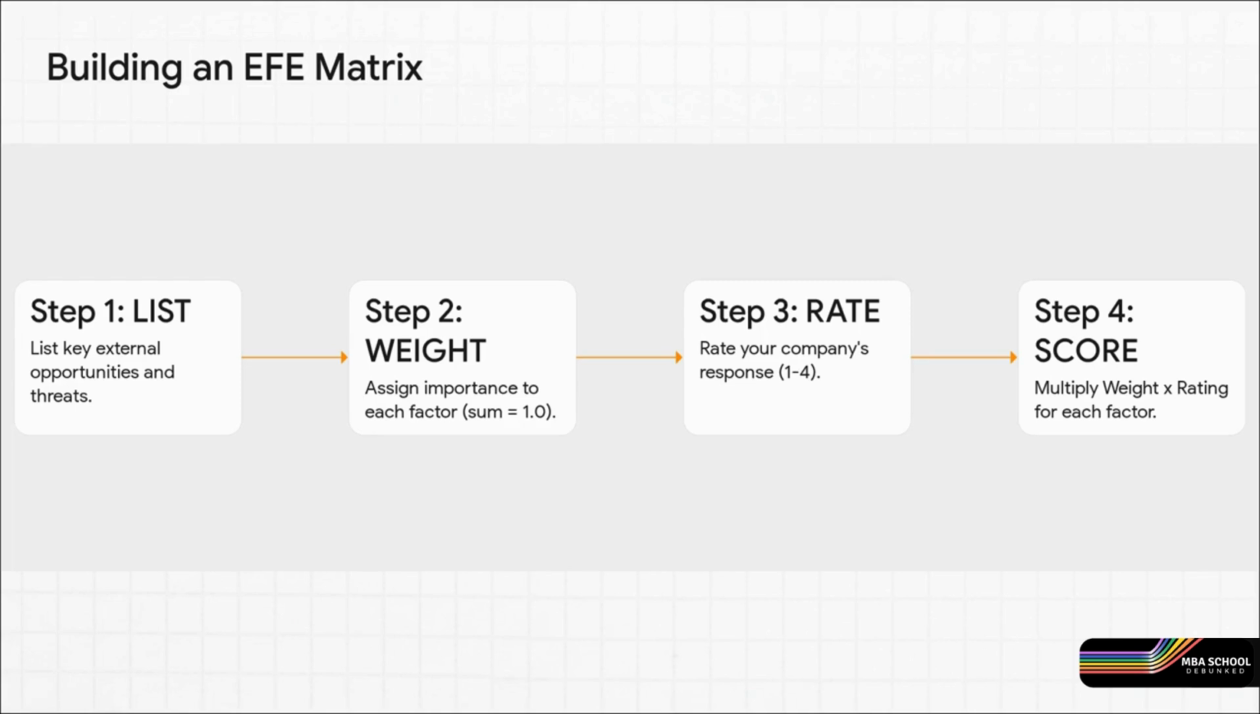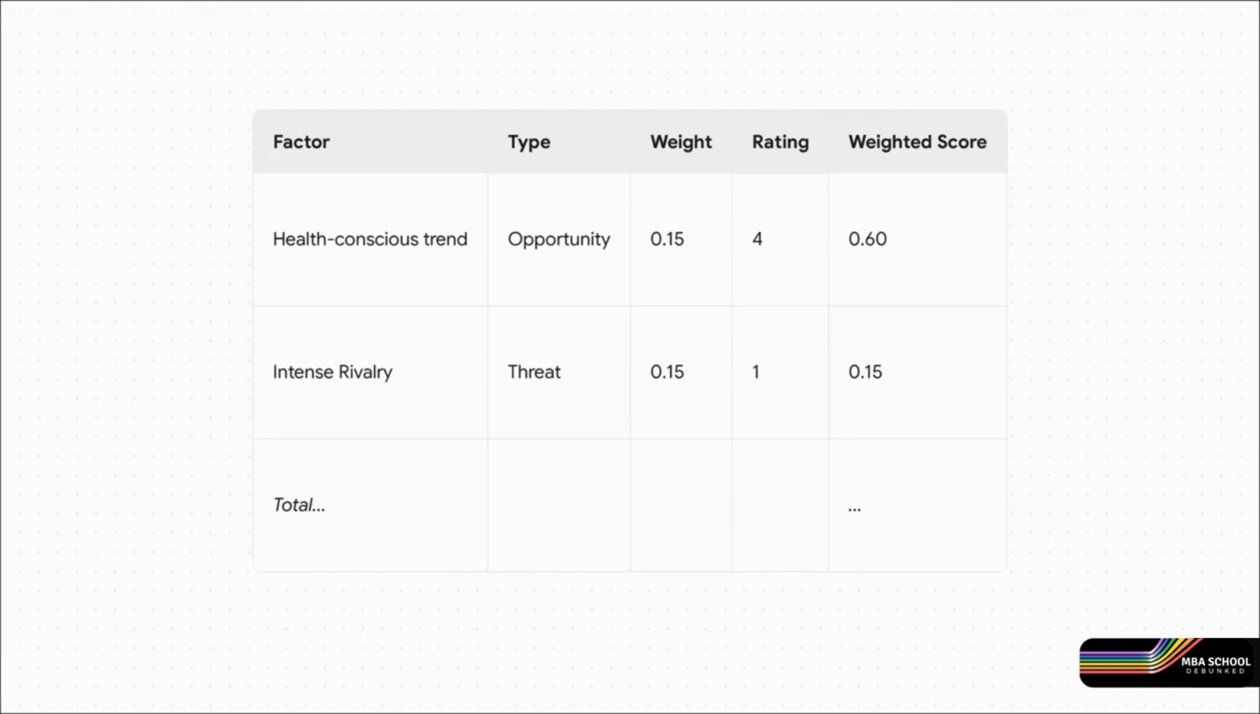Step 1, you list out the biggest opportunities and threats you found earlier. Step 2, you give each one a weight based on how important it is to your industry. The only rule is all the weights have to add up to 1.0. Step 3, you rate your own company on a scale from 1 to 4 on how well you're responding to that factor. Finally, step 4, you just multiply the weight by the rating to get a final score for each factor.